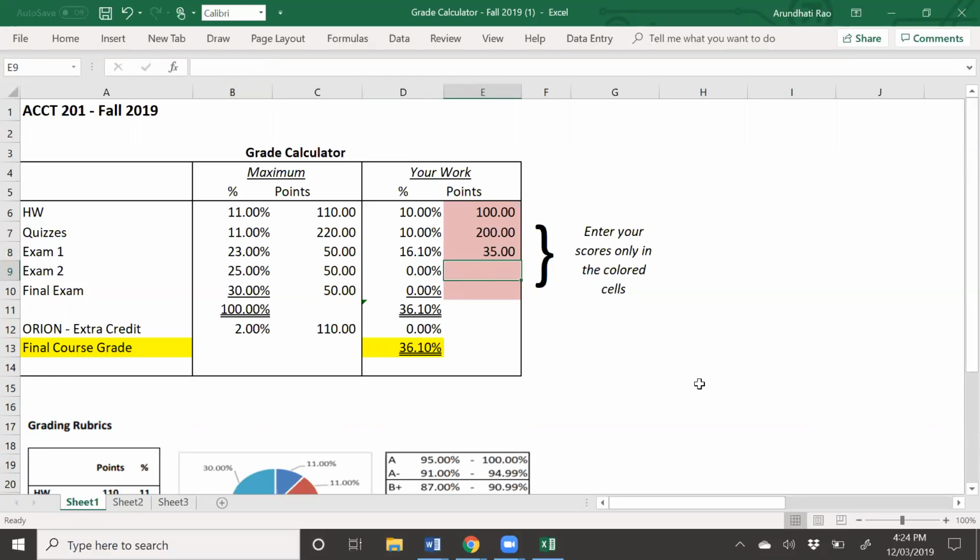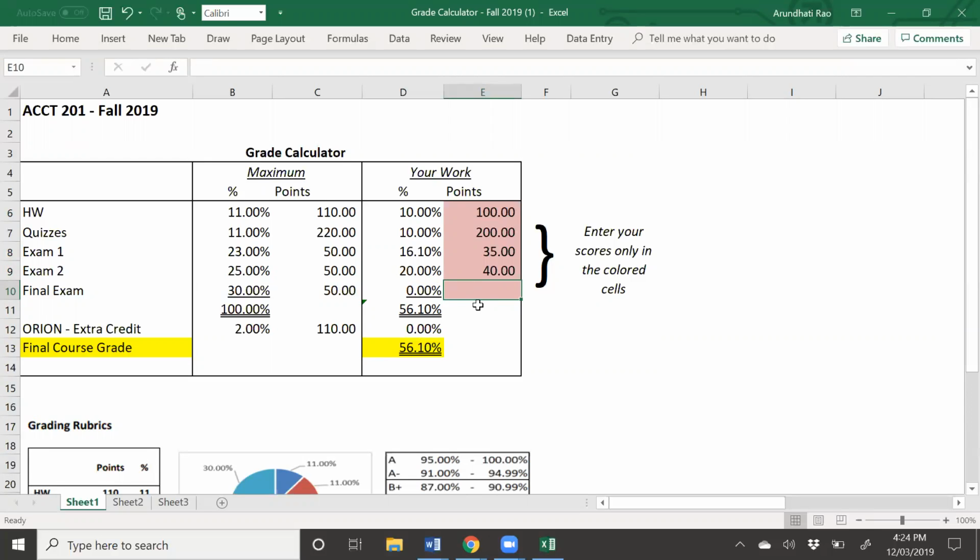Let's say the same student decides that they're going to put in a lot more work, and actually it resulted in a better score in exam 2. Now this is worth more. Student gets 40 out of 50. This is now worth 20%.